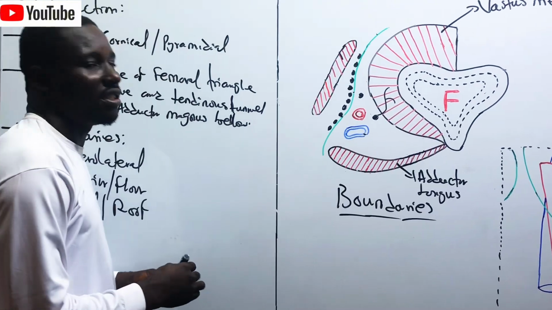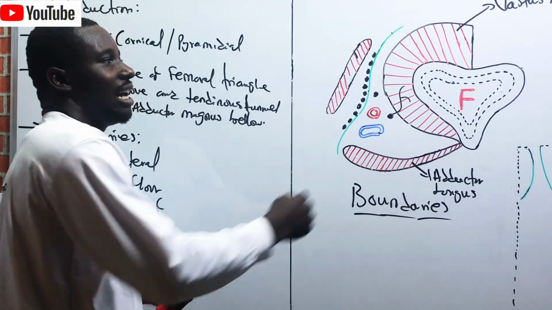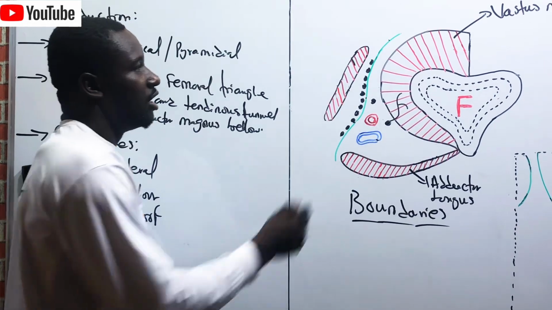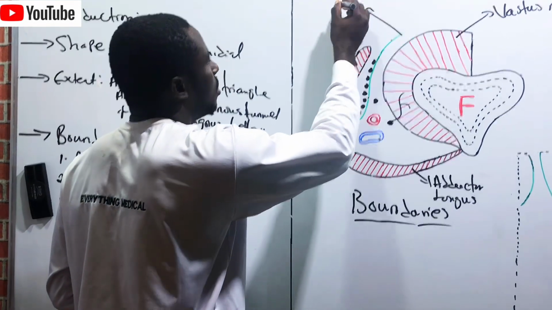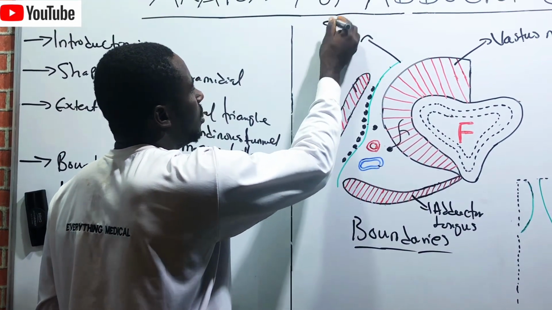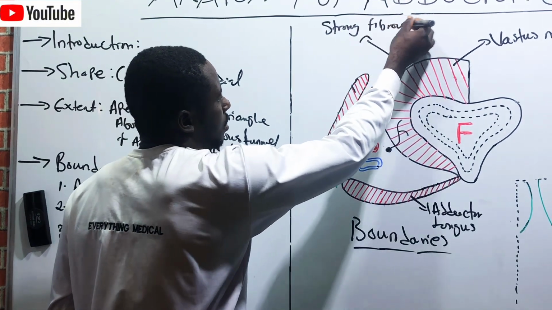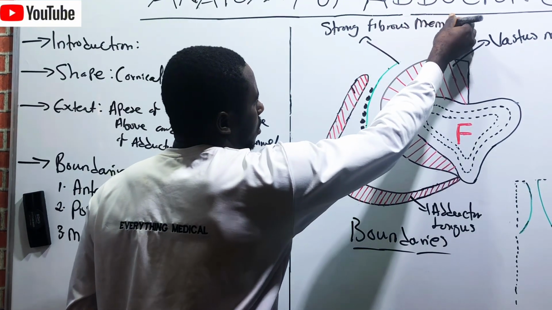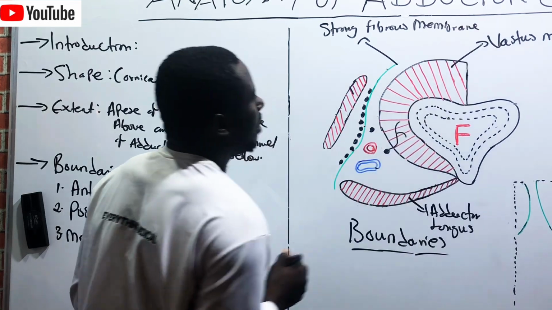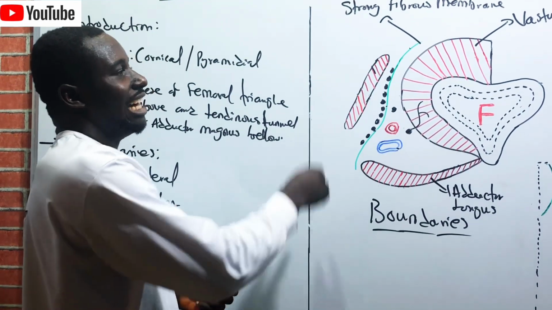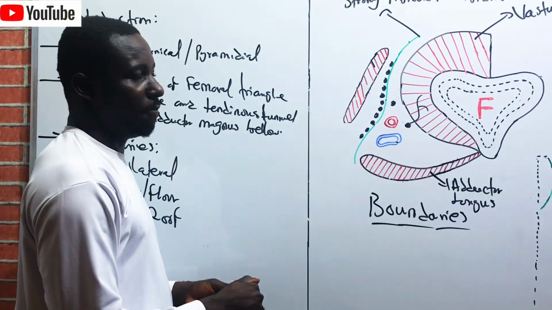It stretches across the anterolateral boundary and the posterior boundary. So it is a strong fibrous membrane that stretches across the anterolateral boundary and the posterior boundary.